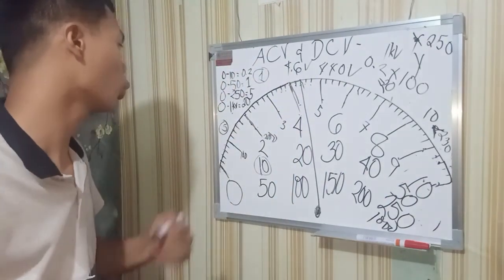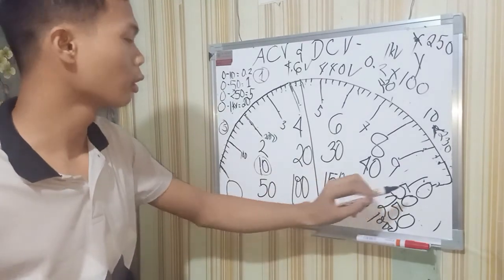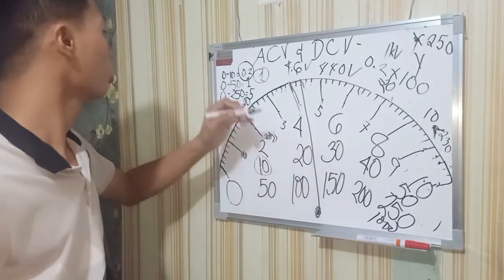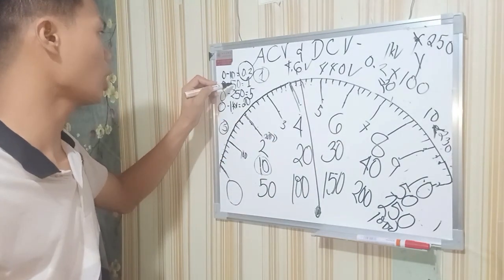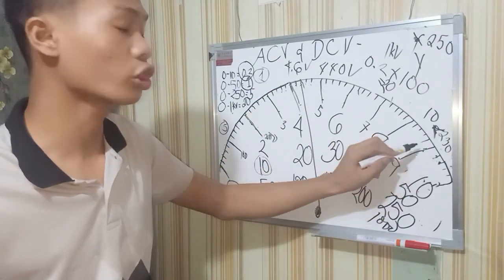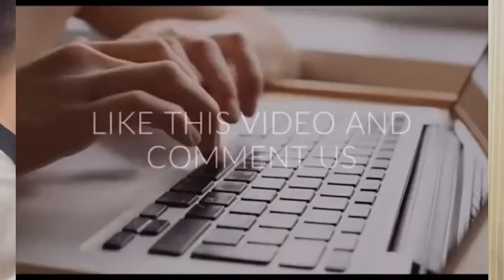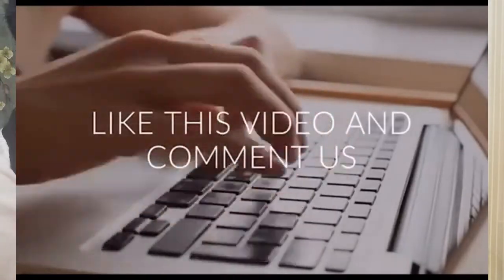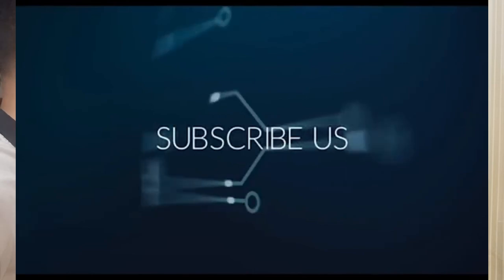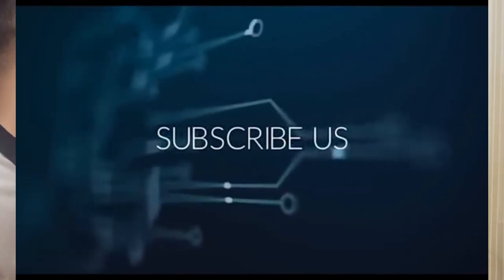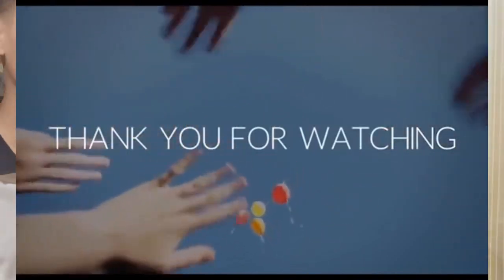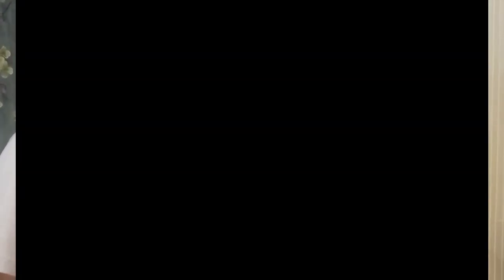So let's have a recap. From 0 to 10, each graduation is 0.2. From 0 to 50, each graduation is 1. From 0 to 250, each graduation is 5. And for 1 kilovolt, each graduation is 20. Remember, you must start with the highest range of voltage.